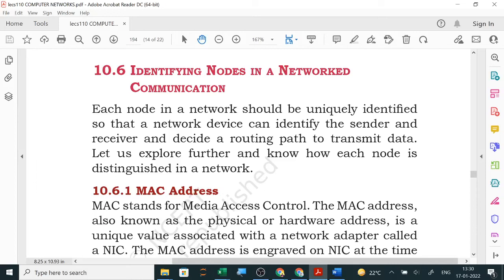So in this, we will study how to identify the nodes in a network communication. Each node in a network should be uniquely identified so that a network device can identify the sender and receiver and decide a routing path to transmit data. Let us explore further and know how each node is distinguished in a network.